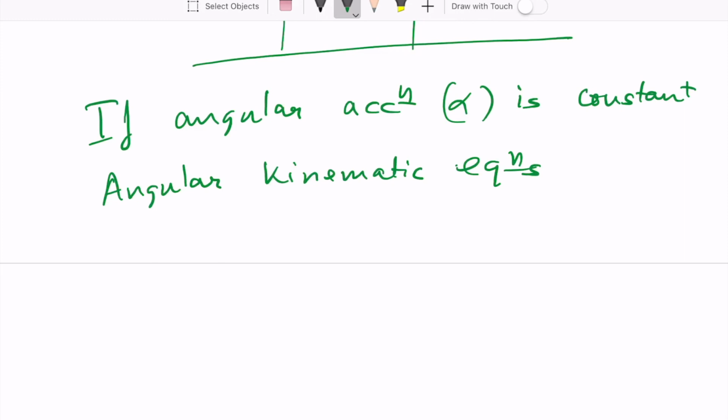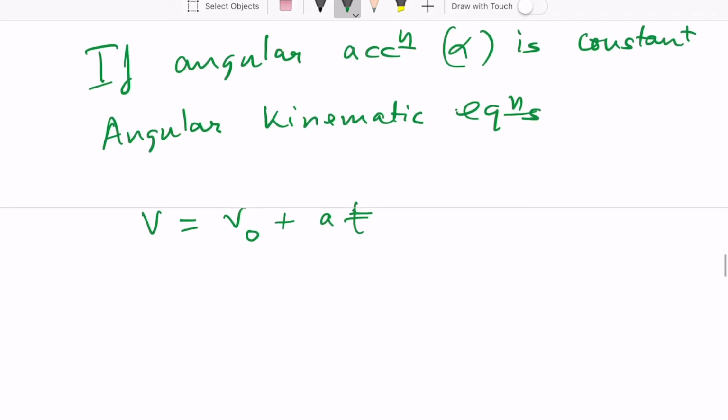So let's see if you can write down the first kinematic equation, which was v final is equal to v initial plus acceleration multiplied by time. The angular version of that would be omega final is equal to omega initial plus alpha t, right? So that is the first kinematic equation.